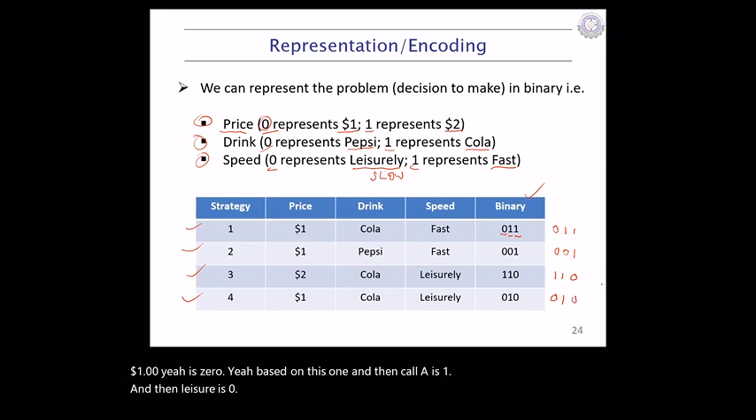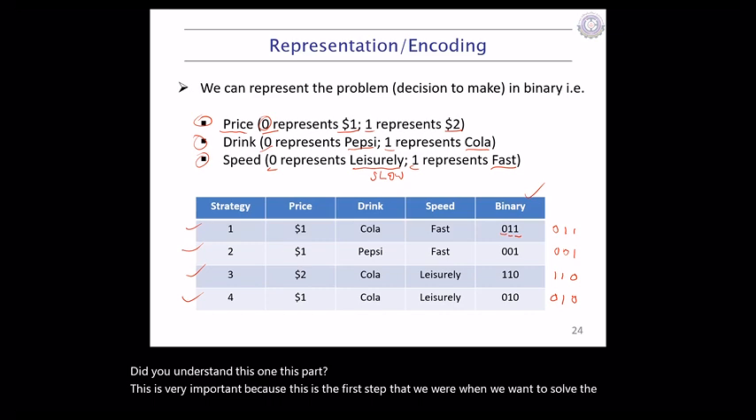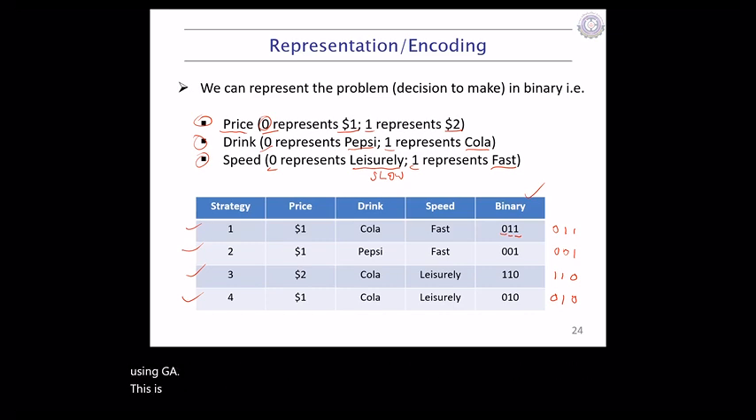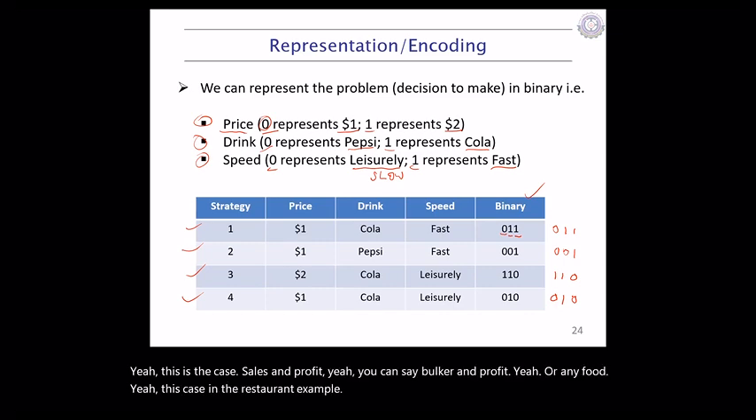Right, so did you understand this part? It's very important, because this is the first step when we want to solve the problem by using GA. This is the case, sales and profit. We can say burger and profit, or any food, but this is the case in the restaurant example, because we can easily change this case with a different name.